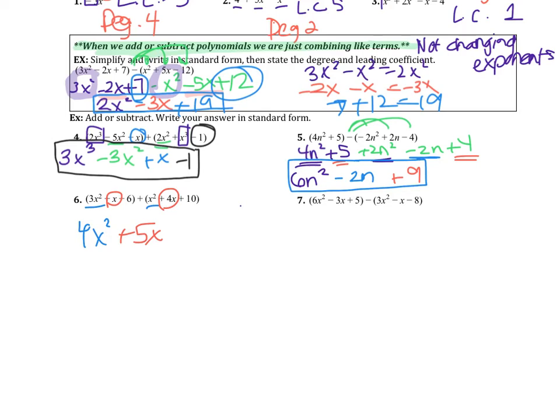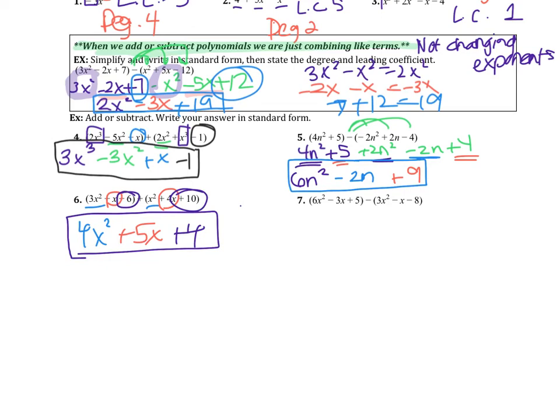And lastly, I'm going to deal with my constants. This is a negative 6 and a positive 10, so that's going to give me positive 4, since 10 plus negative 6 is positive 4. So the sum of these two trinomials is this trinomial. Last but not least, number 7.